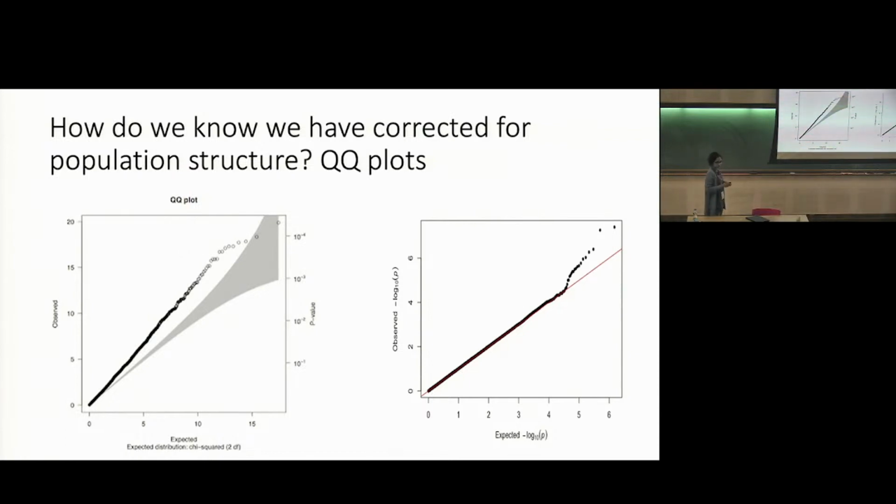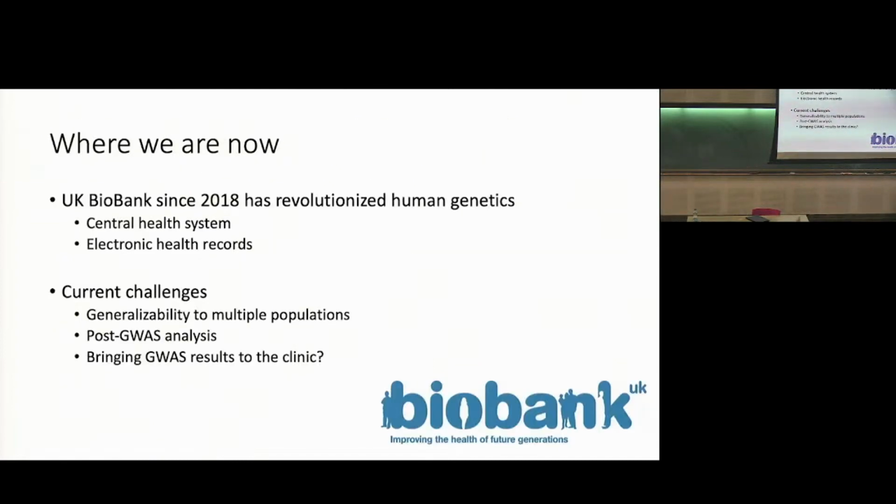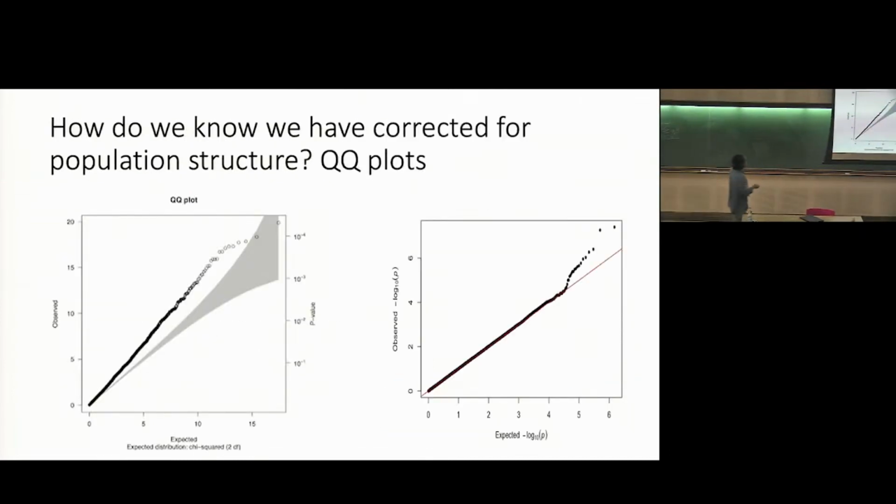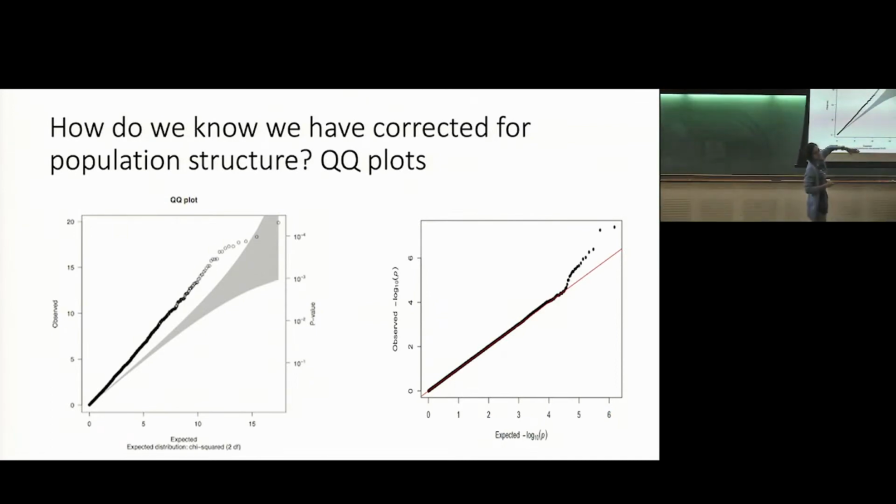We will do it in the tutorial. These are two different GWAS analyses, one without correcting for population structure, one after having done a correction. Not the same one, no. These are two different ones, yeah? Okay. The gray is the confidence interval of the expected, yeah.